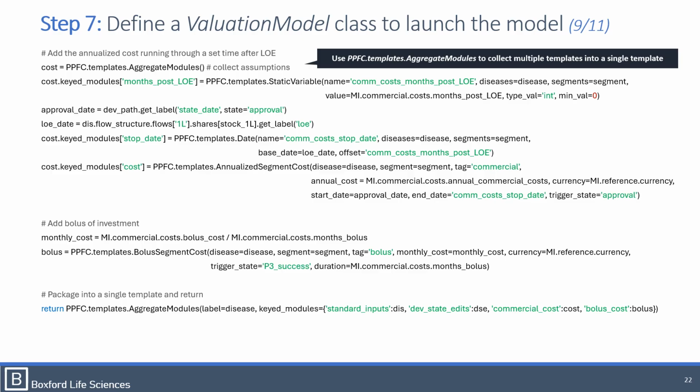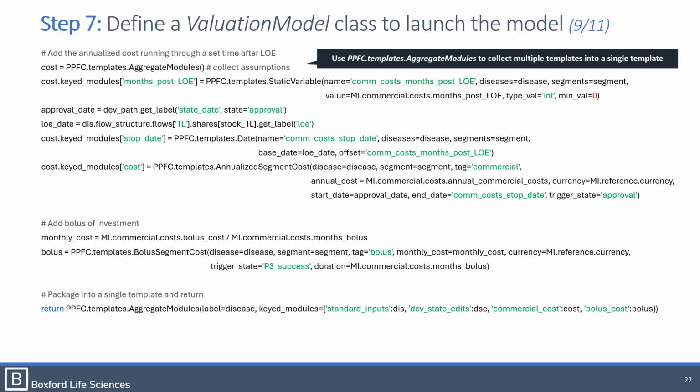And then we use a date template where we say set a date named commercial cost stop date in this disease and segment that's going to be equal in time to a date that's this named LOE date, and then the offset of the number of months that we've just defined. We then say that there's an annualized segment cost in this disease and segment that's going to be named commercial, that's going to run from approval date through the end date that we've just defined. It's only going to be incurred if we successfully reach approval, and we're going to incur during that period, on an annualized basis, the commercial cost that we define.